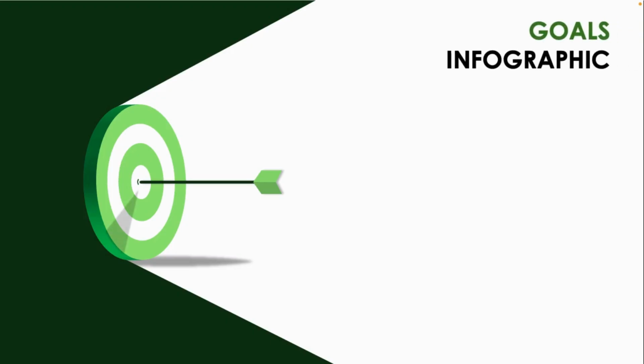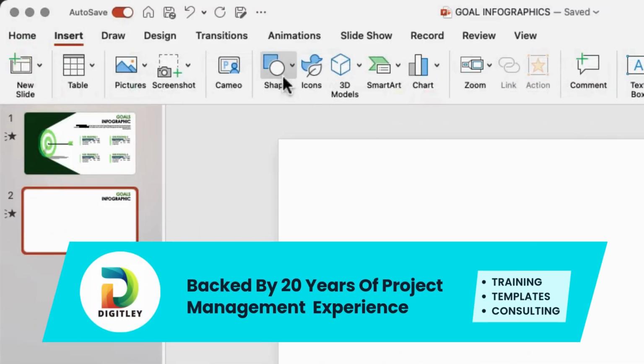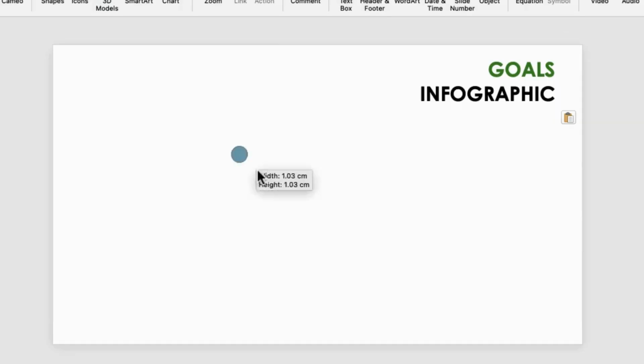Today, we'll design a compelling goal infographic slide. Imagine hitting the bullseye with every point you make. This visual will grab attention and clearly communicate your goals. Let's get started. First, open a new slide and set a clean white background.